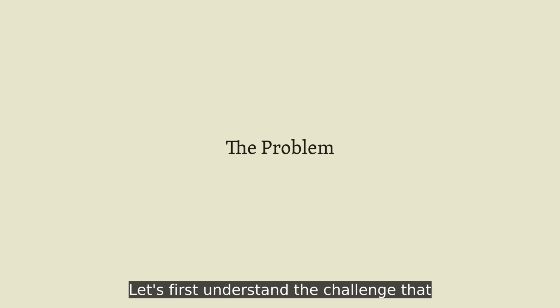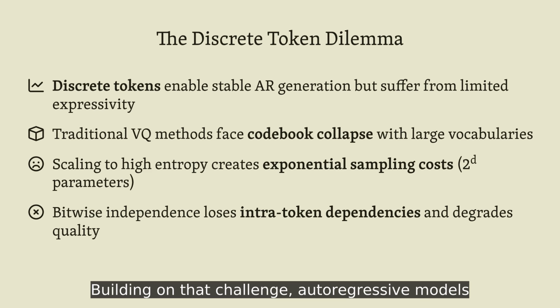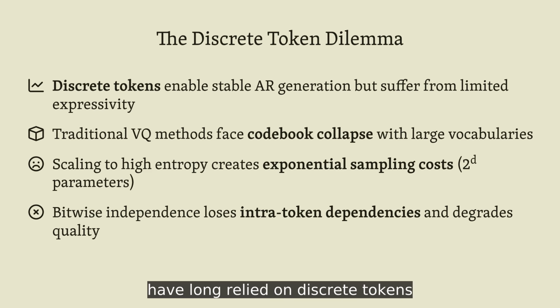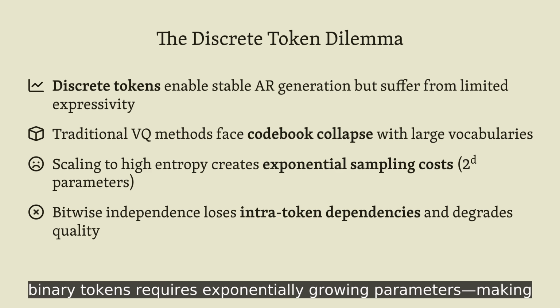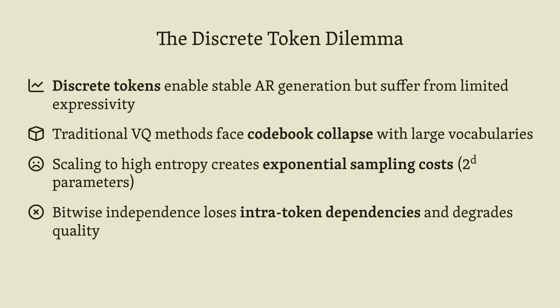Let's first understand the challenge that motivated this work. Building on that challenge, autoregressive models have long relied on discrete tokens for stable generation, but increasing vocabulary size to improve fidelity hits a wall. Traditional vector quantization collapses under large codebooks, and directly modeling high-dimensional binary tokens requires exponentially growing parameters, making sampling intractable.